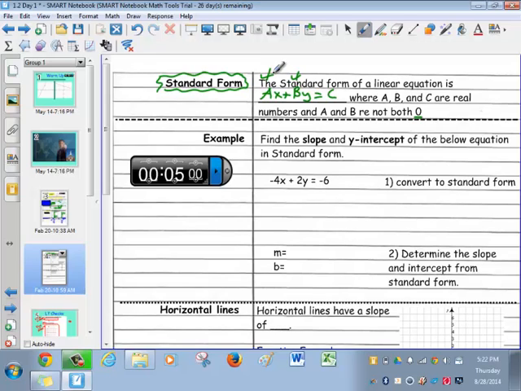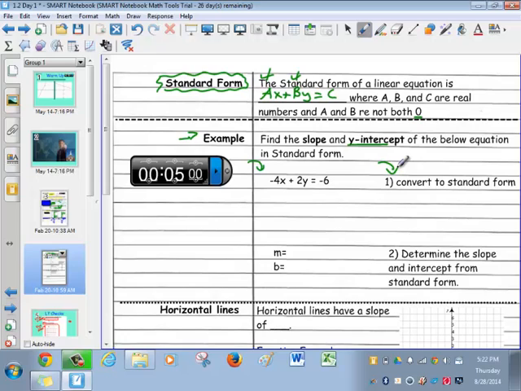So I got an example down here. In this example, I want to find the slope and the y-intercept of the below equation, which is in standard form. Well, sadly, we can't just look at this one like y-intercept form and know what the slope and the y-intercept are. What we have to do first is convert this to y-intercept form.